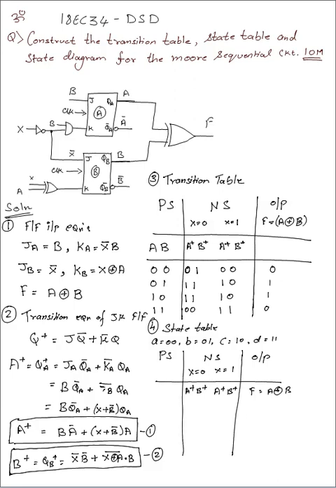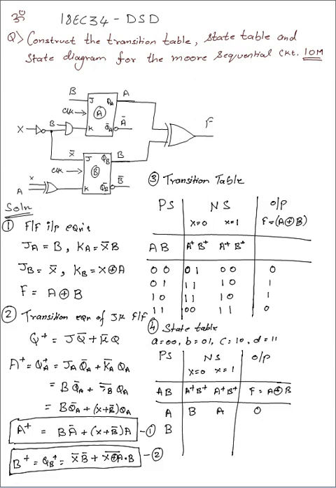So, now I have 0 0. 0 0 I have associated with state A. So, I will write here the present state. Let me also write this as AB. So, present state is A, next state is 0 1 meaning B if x is equal to 0. If x is equal to 1, stay in the same state A and the output is 0.